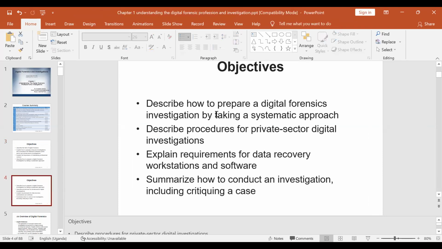Then also being able to describe, as we've said again, the systematic approach of forensics. Describing the procedures for private sector investigations. There were some quick examples of how they handle some of the investigations. Explaining the requirements for data recovery. This we did, and of course, there's a lot of software available to do the data recovery.